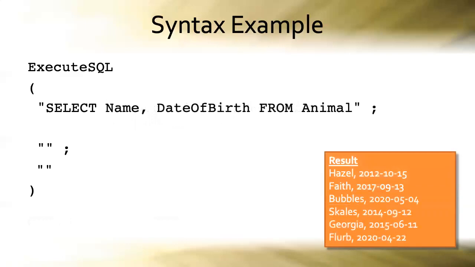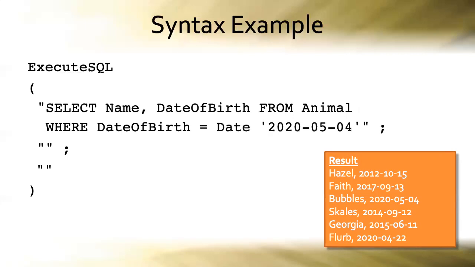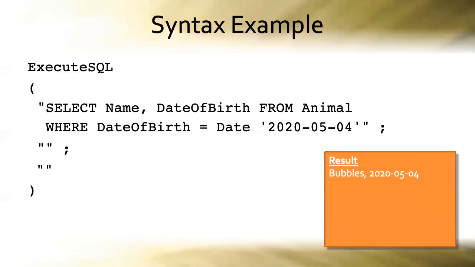Dates behave differently in SQL than they do in FileMaker. As you see in the results of this query, where we're asking for the name and date of birth from the animal table, SQL returns dates as year-month-day. If we want to retrieve only animals born on a certain date, we would add a where clause, of course, where date of birth is equal to, but we need to put the date inside the SQL date function and wrap it in single quotes like this. Otherwise, it would be treated as a text string, not a date. The result, in this case, is only Bubbles, born on May 4th, 2020.